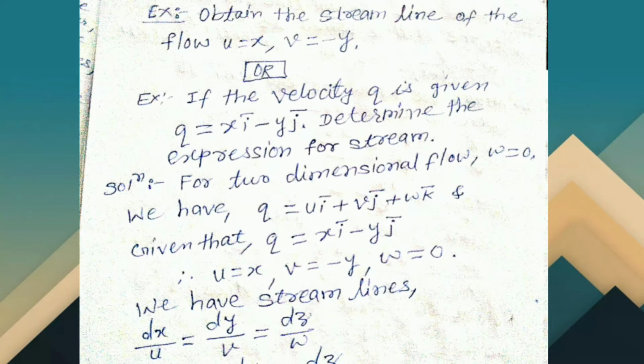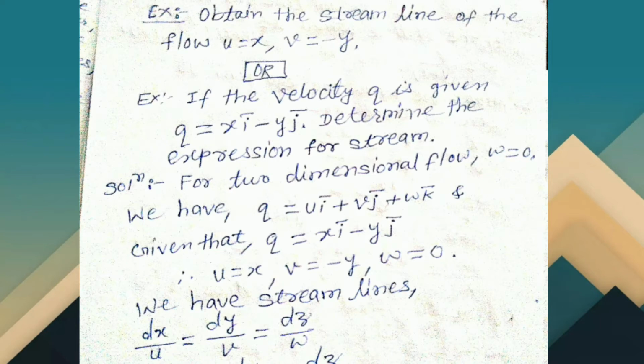Now, what is rotational motion? A flow in which fluid particles go on rotating about their axis is called rotational motion. In this case, W is equal to curl Q, which is not equal to 0 at every time and at every point.